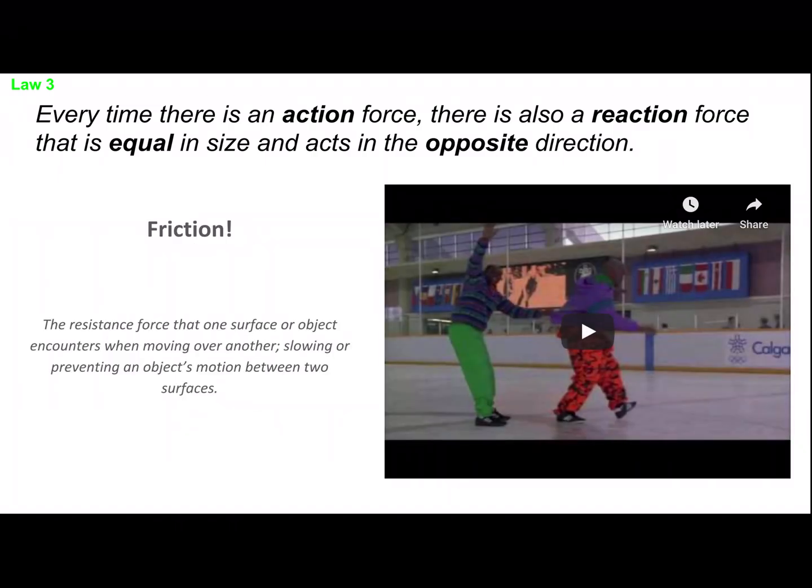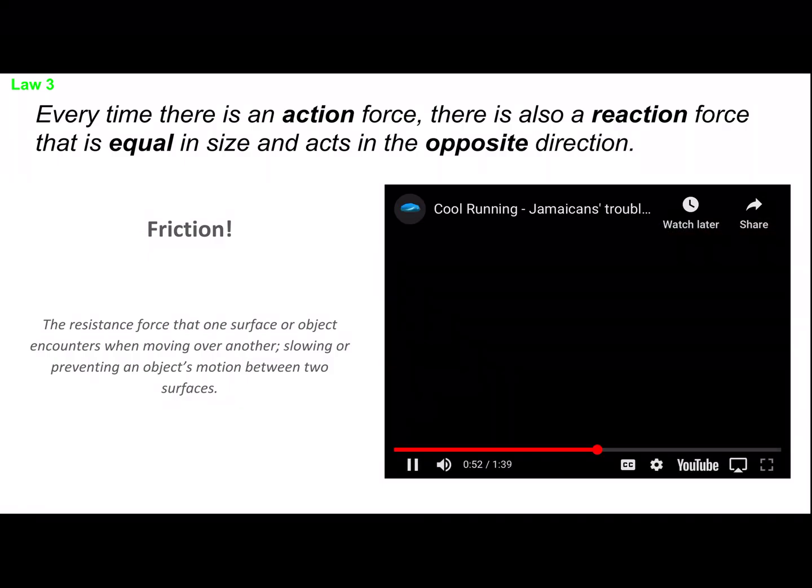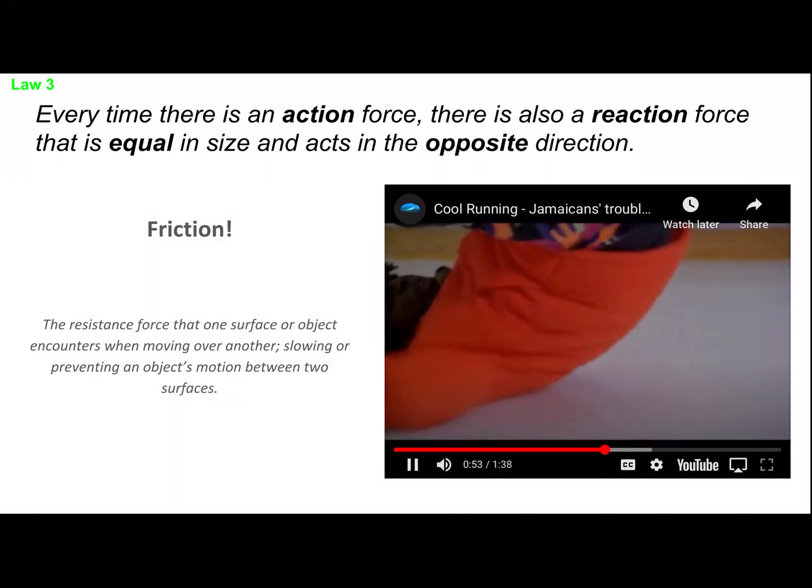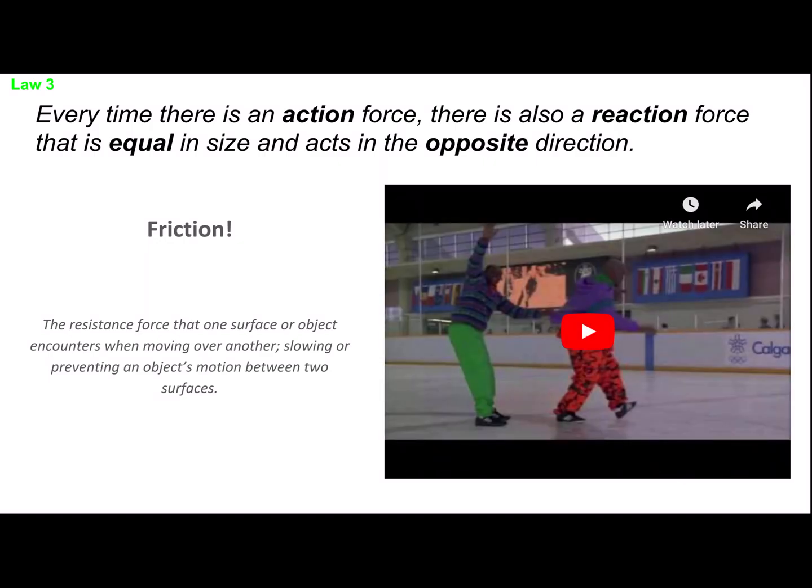Friction. So friction, the resistance force that one surface or object encounters when moving over another. So the slowing or preventing of an object's motion between two surfaces. And there are different types of friction, just like there are different grades of sandpaper. Some that are really rough, really like sticky almost, that have a lot of friction, and some that are much smoother, that have a lot less friction, kind of like ice.